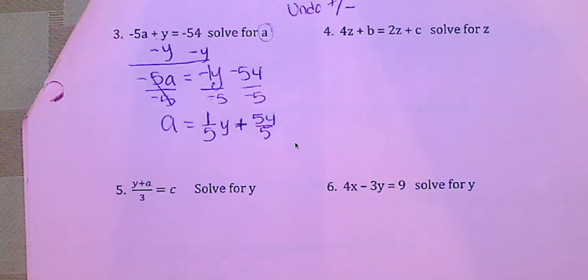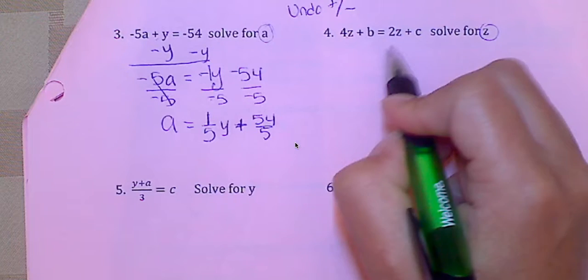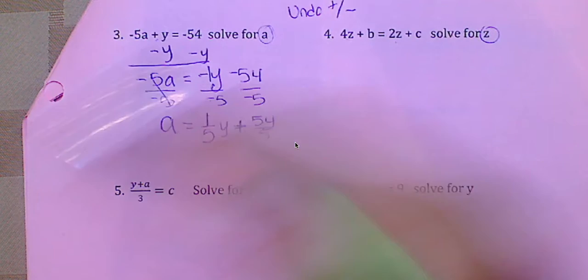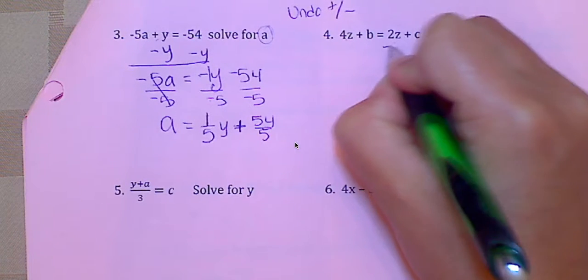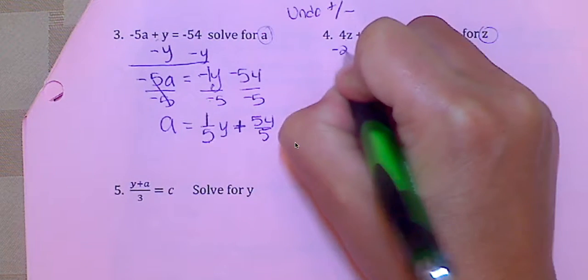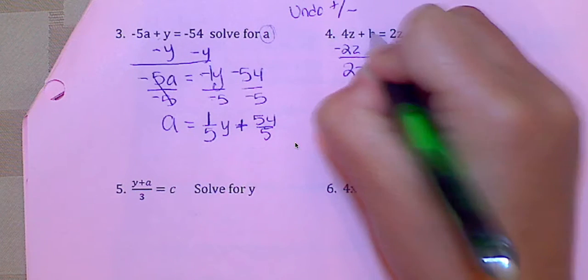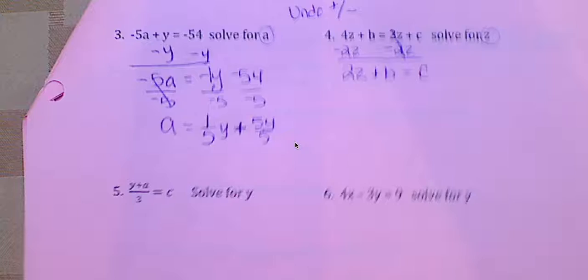All right, number 4, we're solving for z. And there's a z on the left side and a z on the right side. So we need to start by collecting all the like variables, the like z's, on one side. So we'll move the smaller z over by subtracting 2z. 4z minus 2z would be 2z. The b is still here. These are gone. The c is here.